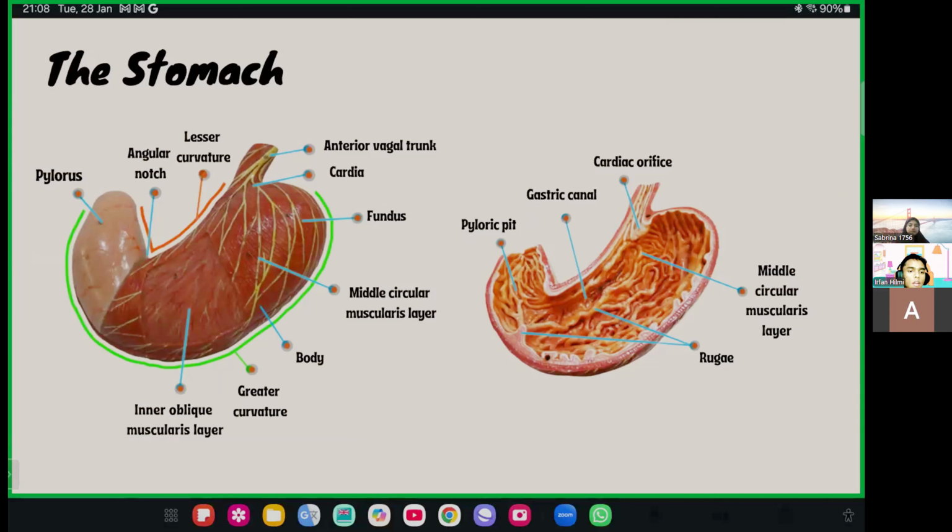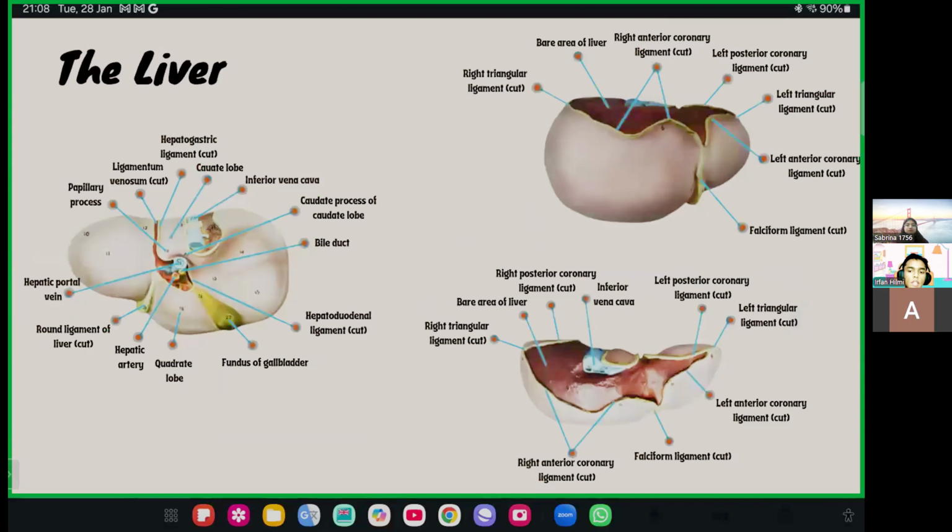In the next model, I will talk about the liver. The liver is another essential organ for digestion and overall health. It is the largest internal organ and performs many critical functions, such as producing bile for fat digestion, detoxifying harmful substances, and storing essential nutrients. So let's look at its anatomy.